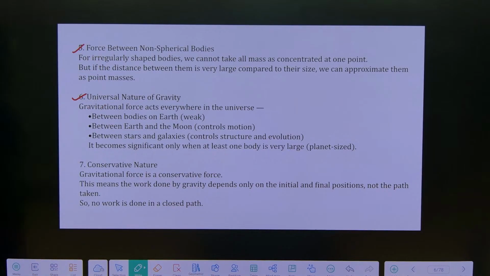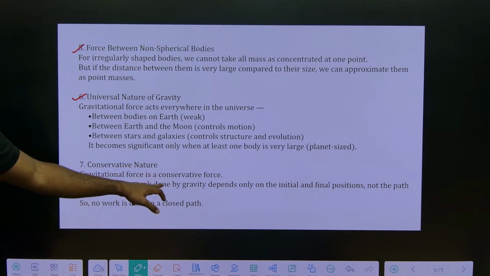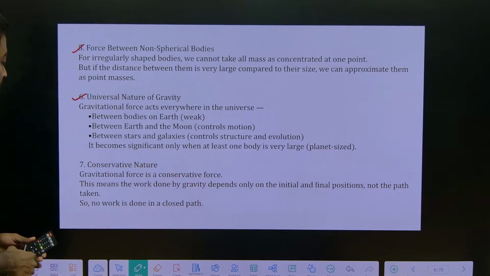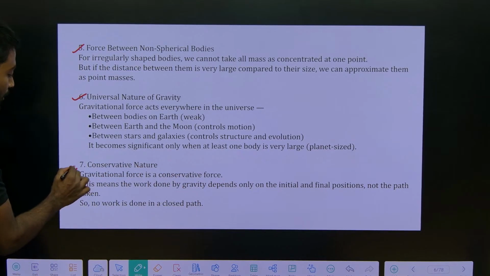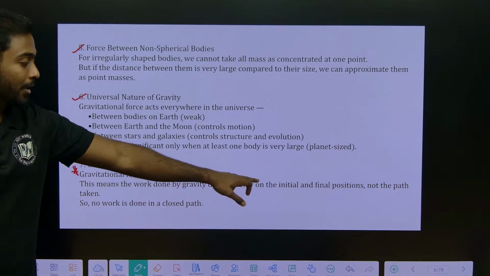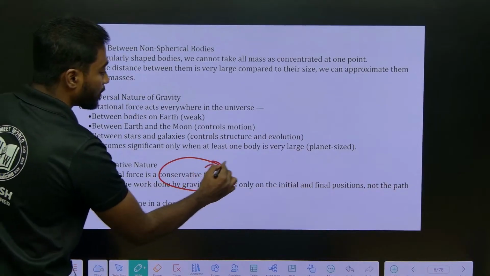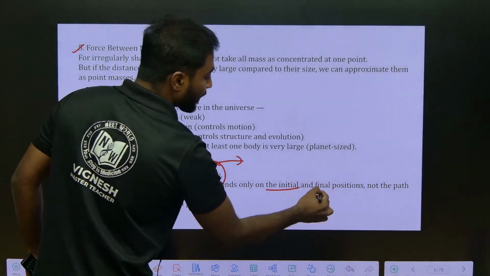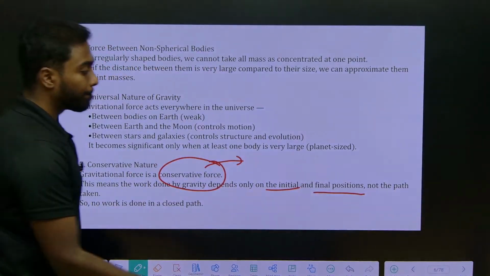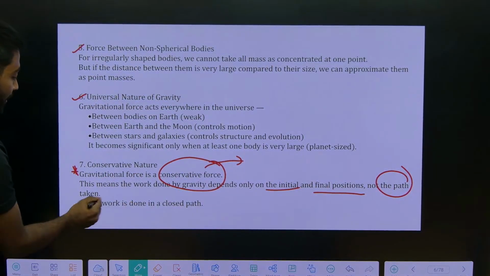When we talk about the seventh point, conservative nature. Gravitational force is a conservative force. This means the work done by gravity depends only on the initial and final position. So, what is a conservative force? It depends on the initial and final position, not on the path that has been travelled.